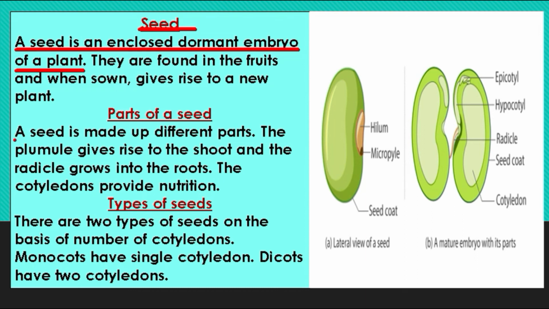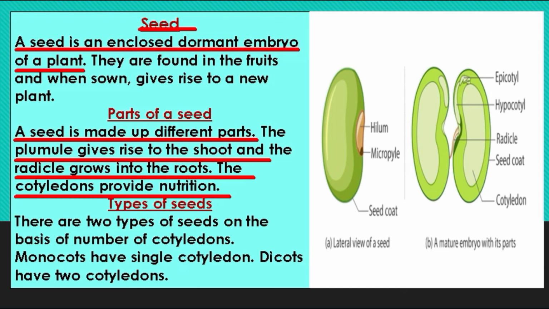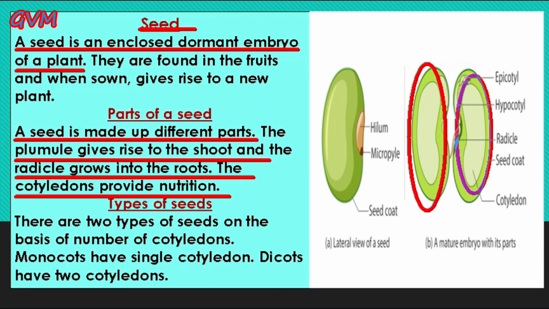Students, a seed is generally made up of different parts. The plumule part of the seed gives rise to the shoot system of a plant. In the same way, the radicle part of a seed gives rise to the root part of a plant, and the cotyledons of the seed provide nutrition. Students, the image that you see here, these are called cotyledons that store the food for a baby plant.